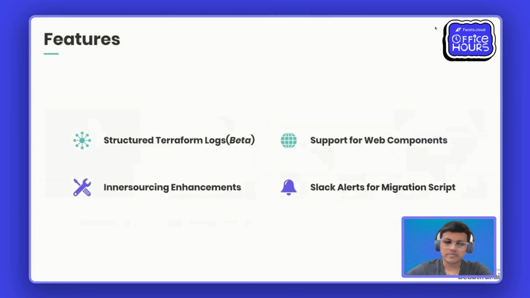So what's new? The four new features, some of which you have already been using and would have seen in the UI, are the structured Terraform logs, the support for web components, the enhancements to inner sourcing, and Slack alerts for the migration scripts. I'll quickly brief you on the one-liners of each of these features, and we can have individual demos for these.